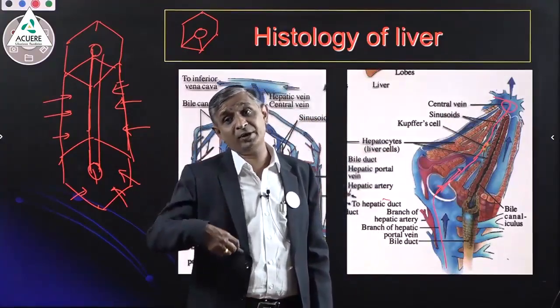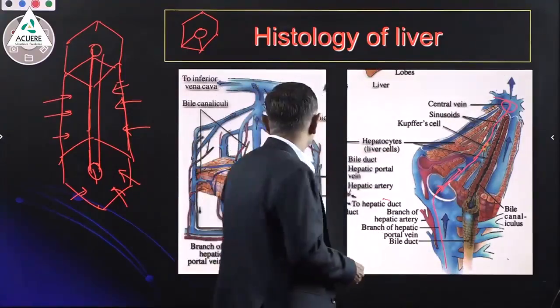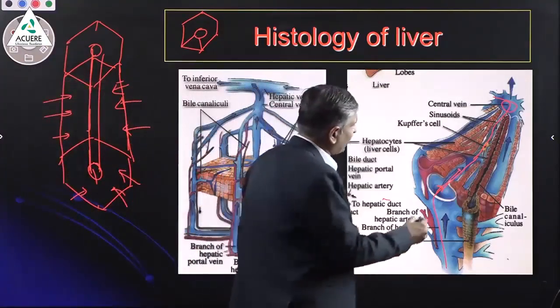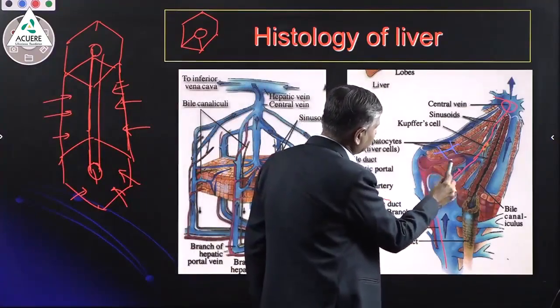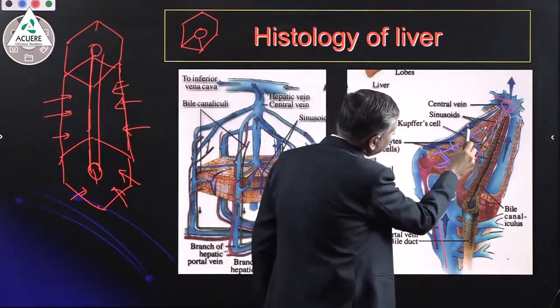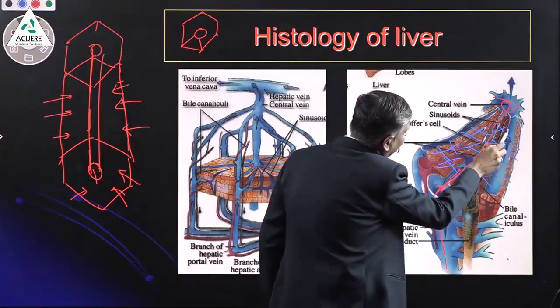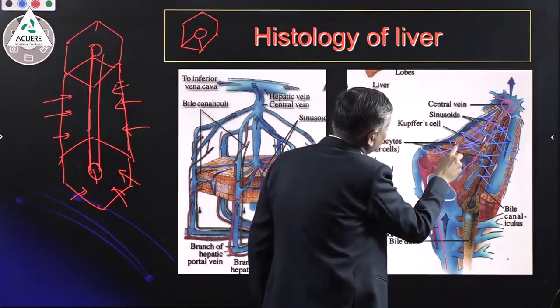Now I am telling you a very important thing. Let's see. Now the point is important. These cells are dying. They are dead, and they form fibrous tissue.